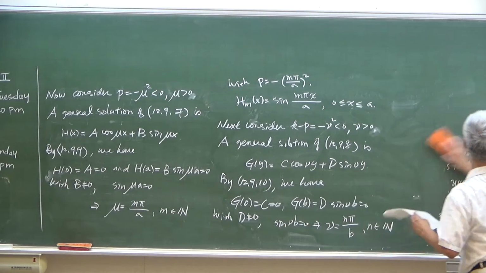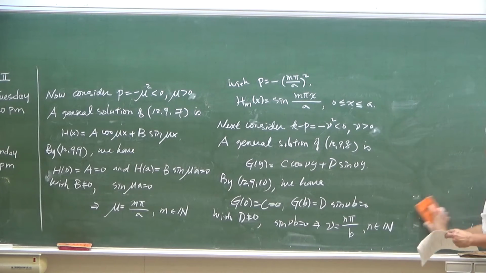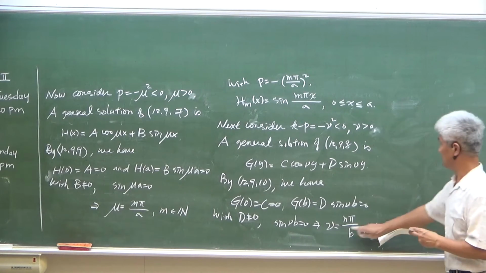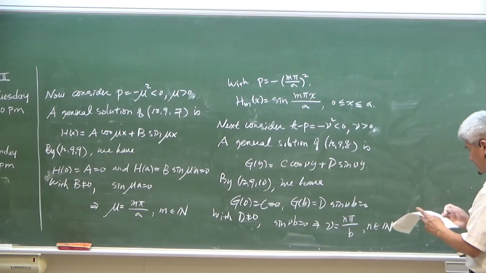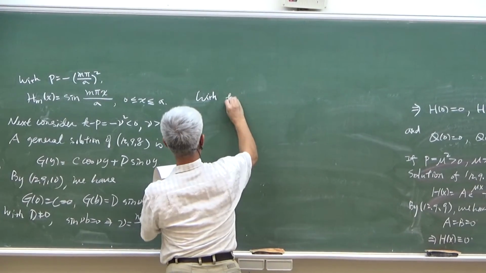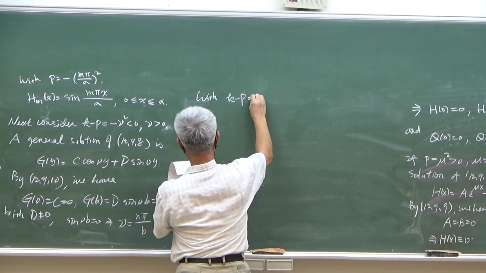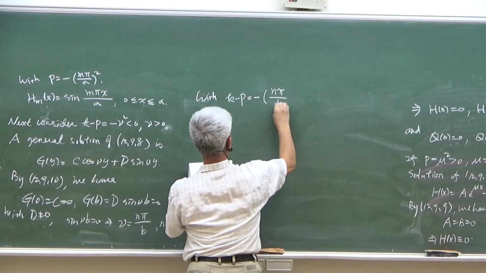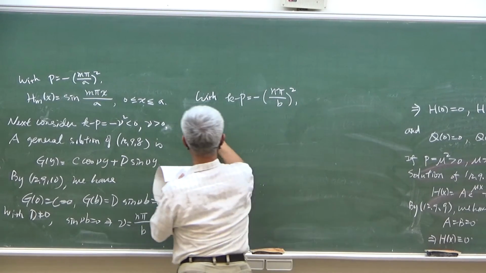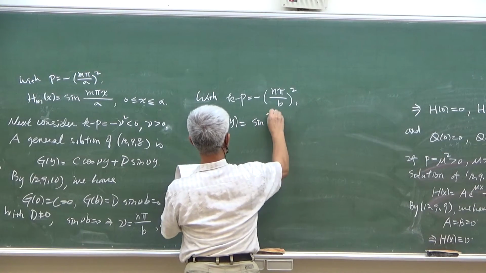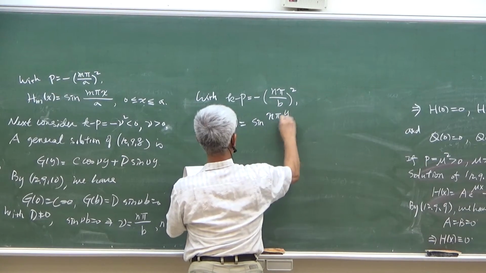Okay, so actually we just repeat what we did before, right? And so nothing is new here. So with k minus p equal to minus (n pi divided by b) square, the q_n of y is sine n pi y divided by b.